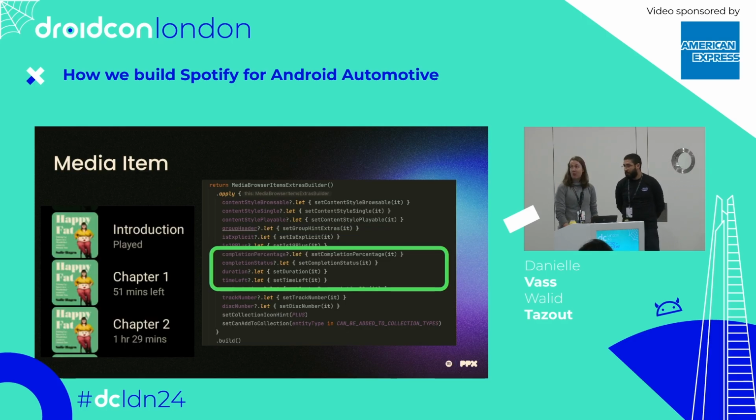For content that is longer form, like podcasts and audiobooks, we handle displaying how much is left to play, whether you have played that content before, or how long it would be. So if you've got a specific duration of your journey and you're trying to find some content, this really helps you inform what would be long enough for your journey.